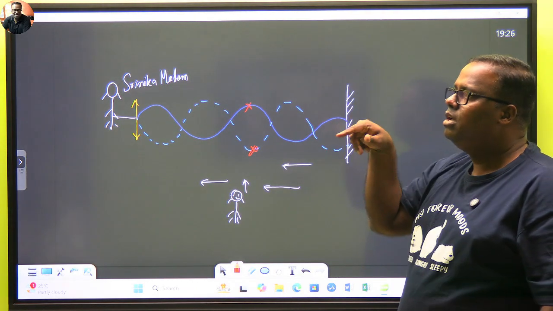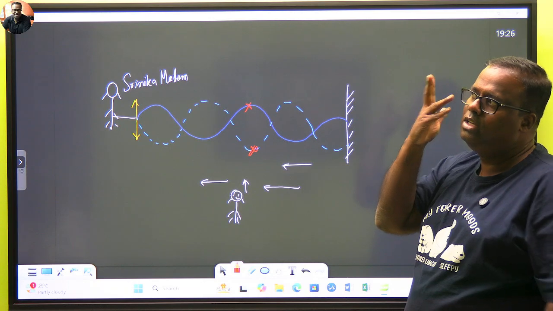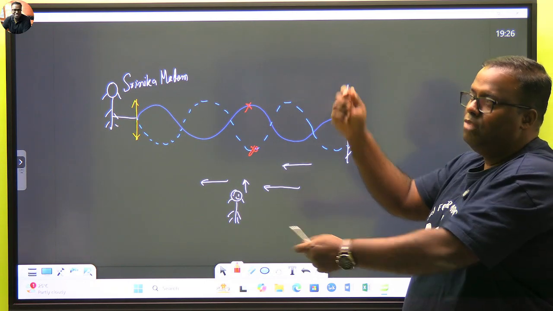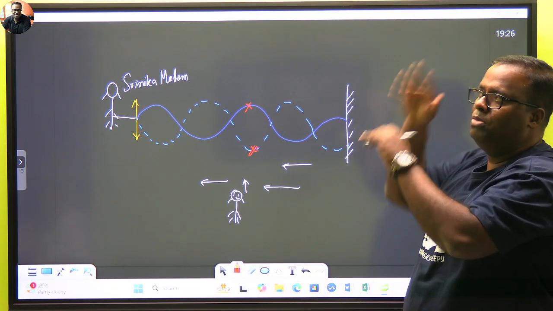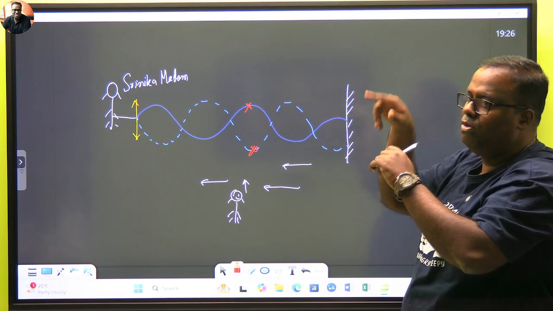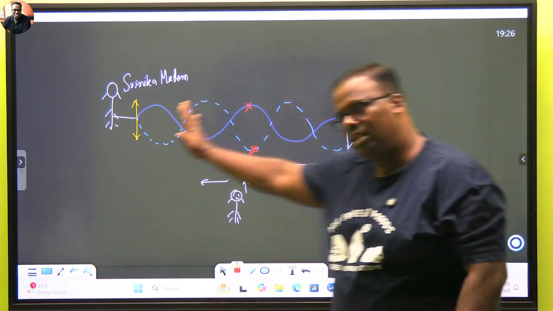Something is rotating. Sir, how does a wave appear in rotation? This much is understood. Even a Mexican wave is up and down, vibratory. How do you see a wave in rotational motion? We'll see that also. Is this clear?